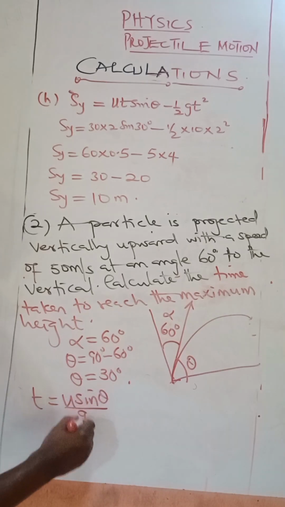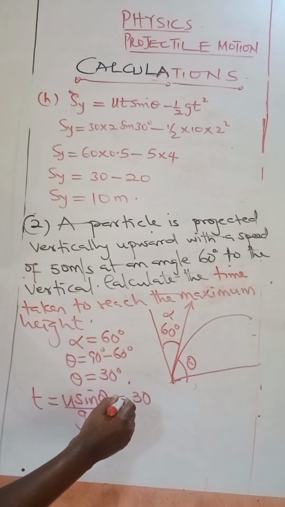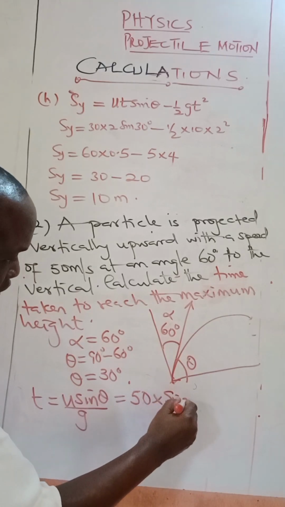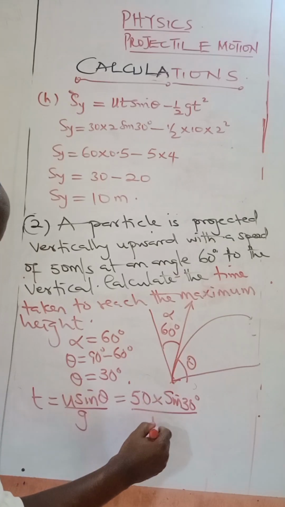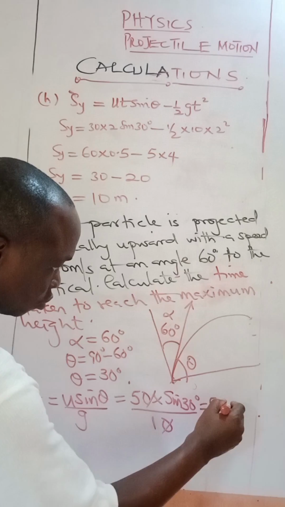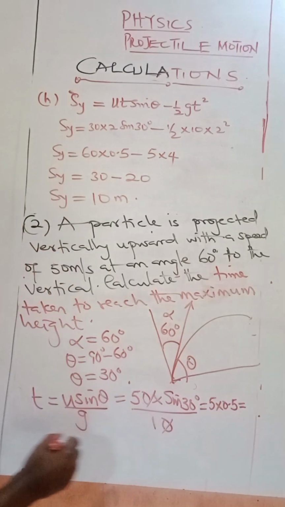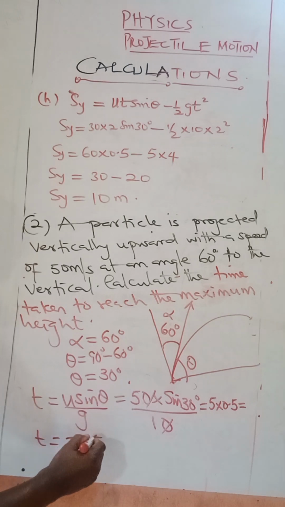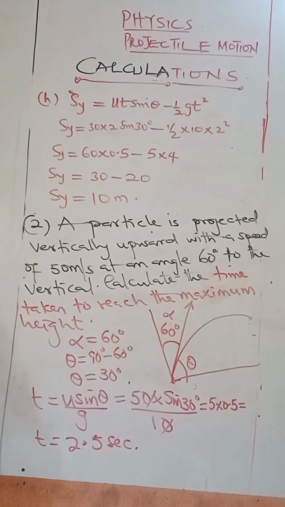Use u sin theta all over g. U is given to be 50 times sin 30 degrees, everything all over 10. Cancelled, and 5 times 0.5. So the final answer will be 2.5 seconds. So be careful. If the angle to the vertical is given, you have to subtract such angle from 90 degrees to calculate the angle of projection to the horizontal. That is example 2.